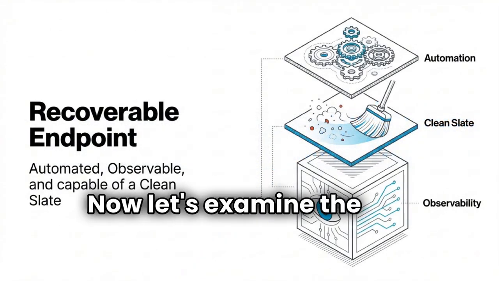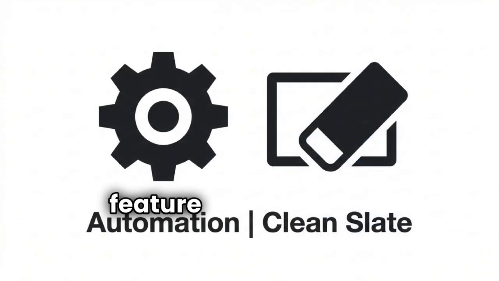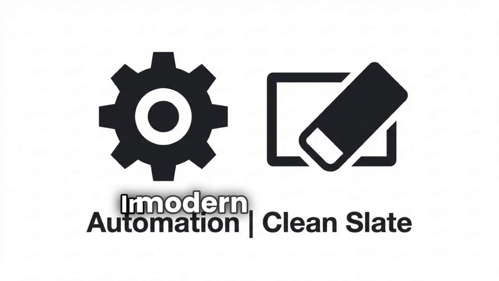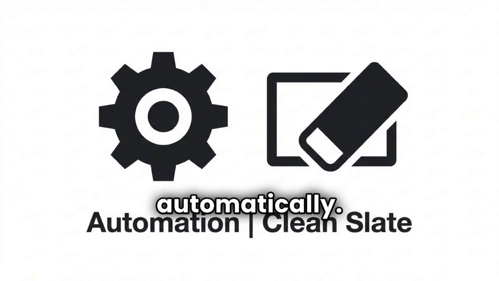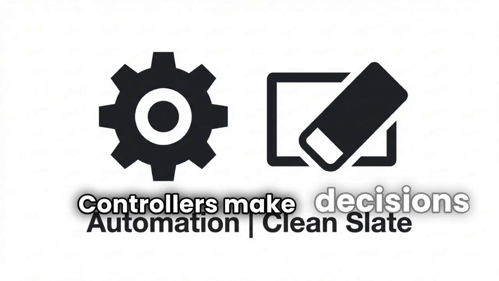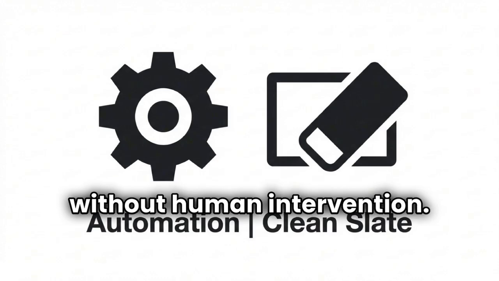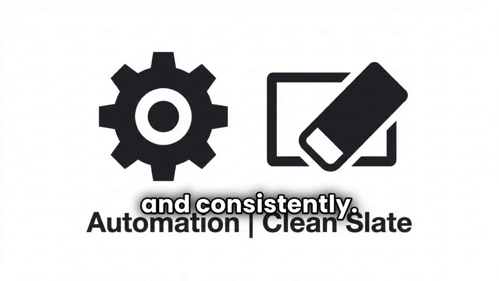Now let's examine the key features of endpoint recovery. One important feature is automation. In modern networks, recovery is rarely manual. Endpoints restart automatically. Health checks trigger actions. Controllers make decisions without human intervention. Automation ensures recovery happens quickly and consistently.